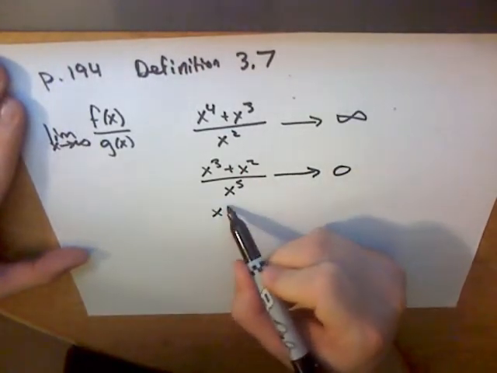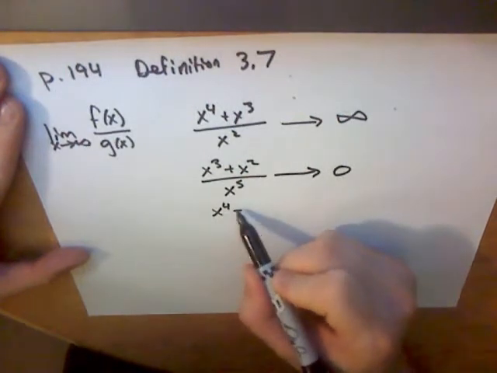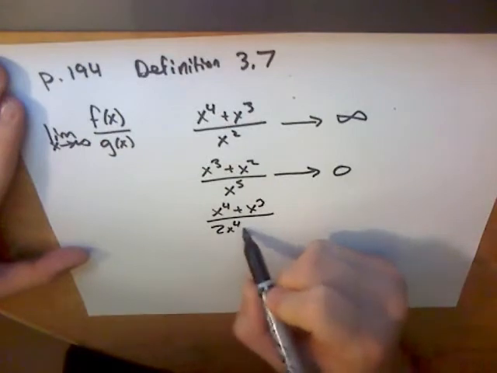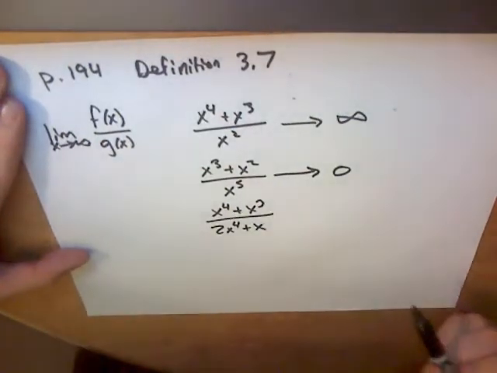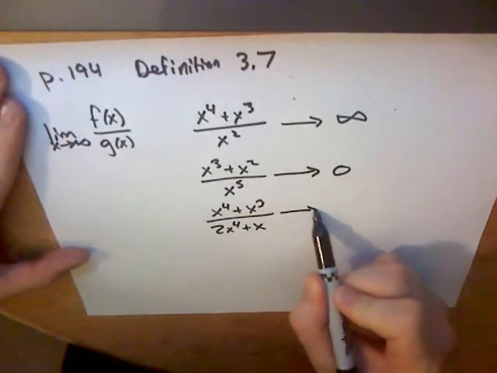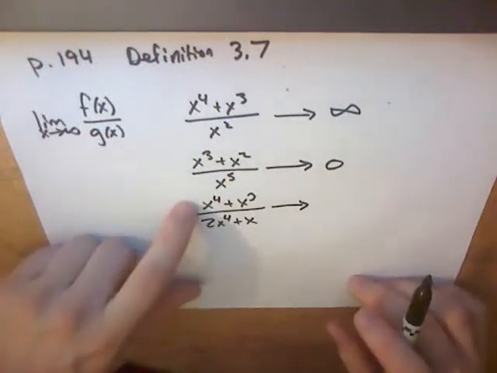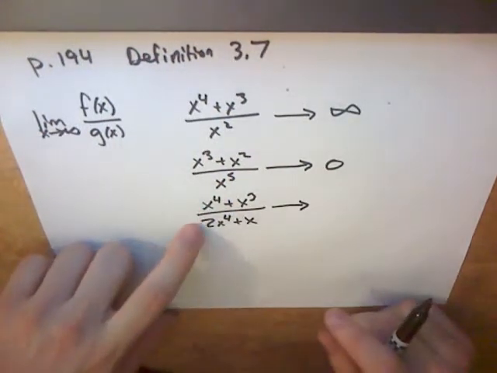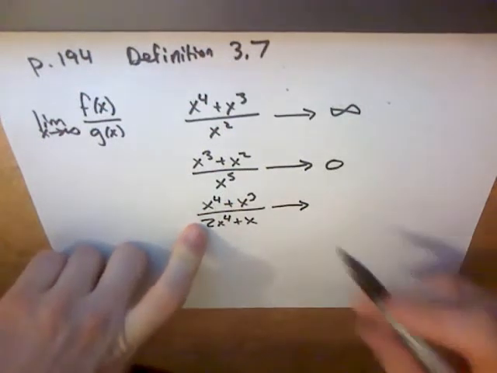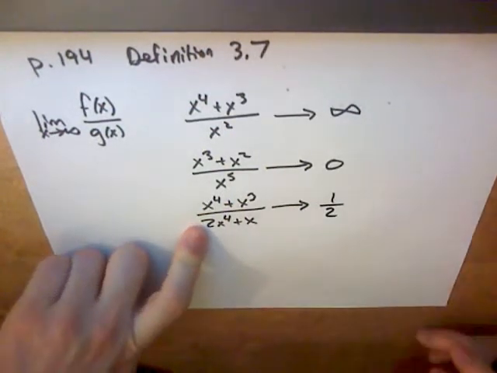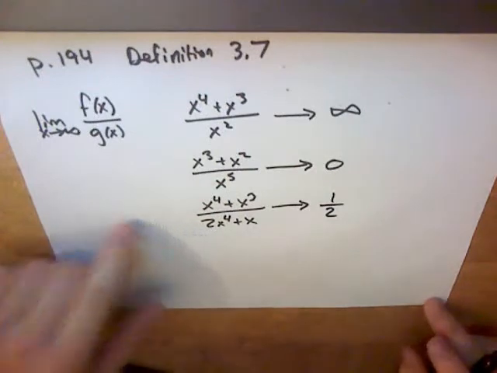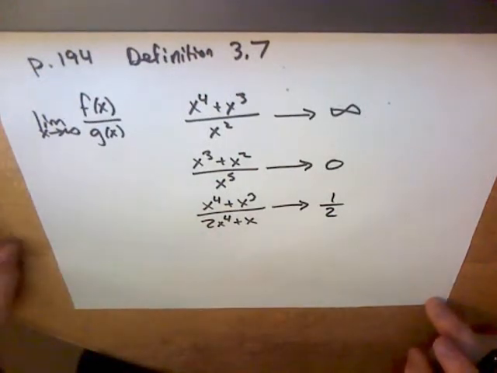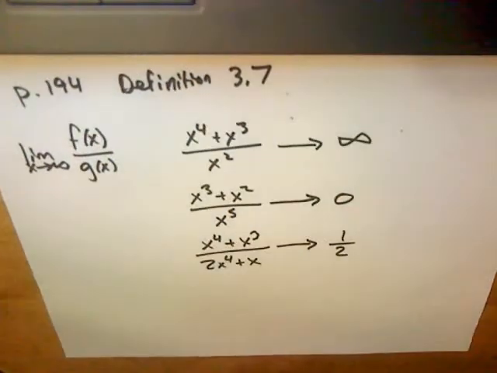And if they're the same, if we have x^4 plus x^3 over 2x^4 plus x, this one will go to the ratio of the constants with the highest exponent, the top one's constant over the bottom one's constant, so it will go to 1/2. We did some examples of this in one of the DGDs. Refer to your DGD notes.